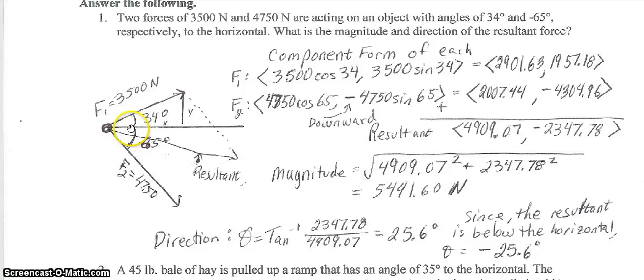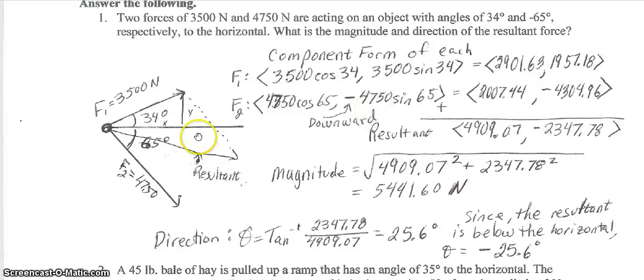Here's the horizontal. Here's the first one, 3,500 newtons at 34 degrees. The second one, 4,750 at negative 65 degrees. So it's 65 degrees below the horizontal. That's what that means, respectively, just in case you haven't heard that. Two things, usually two or more in a list: first with the first, second with the second.